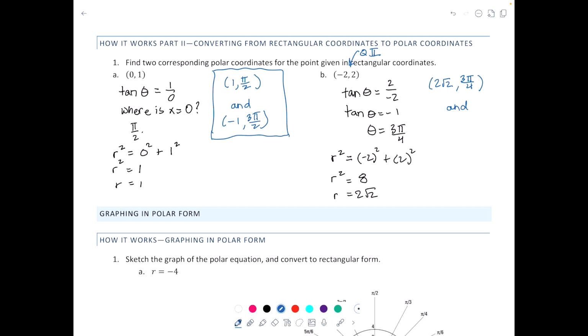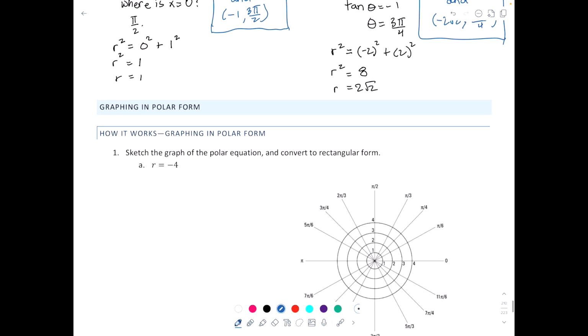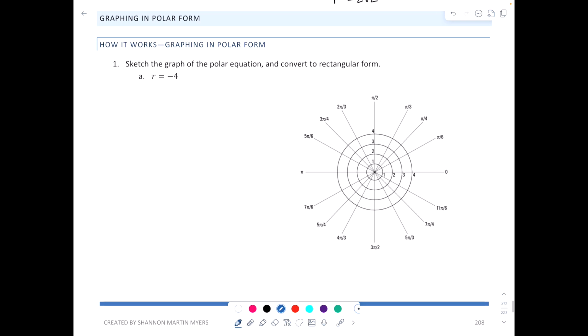And another one would be, let's just do the negative again, -2 root 2. 3 pi over 4 plus pi is like doing 4 pi over 4, so that would be 7 pi over 4. Cool? Awesome. So hopefully you've seen this before, but if not, this will serve as a review.